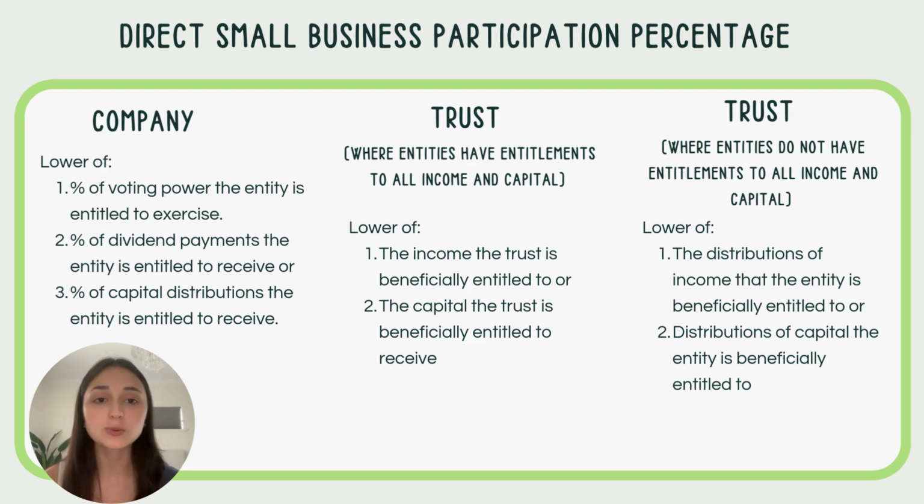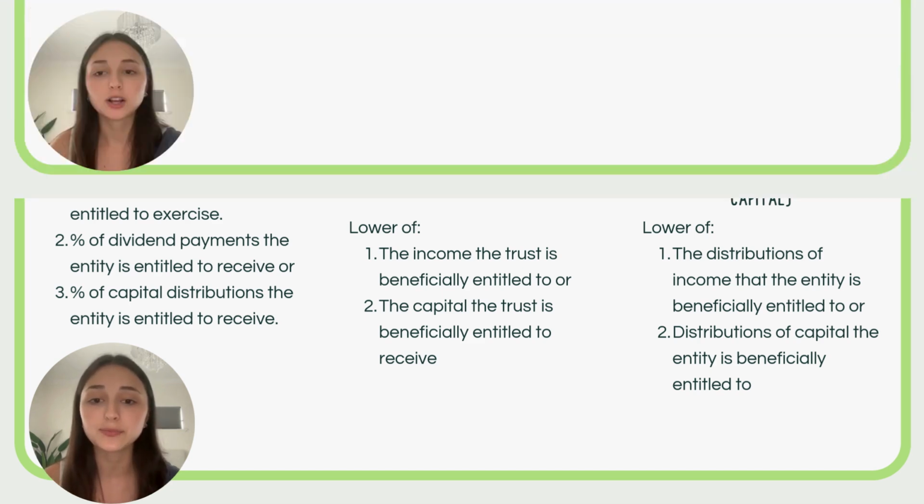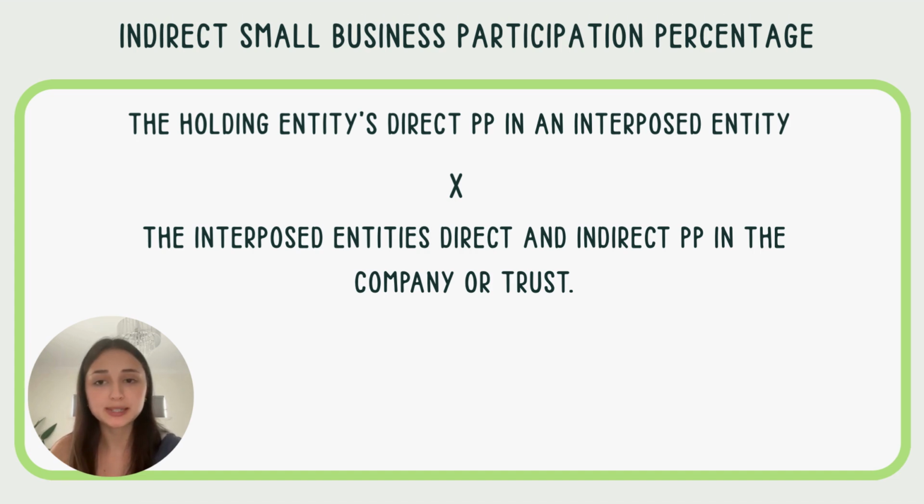With regards to a trust where entities do not have entitlements to all income and capital, the amount will be the lower of the distributions of income that entity is beneficially entitled to, or distributions of capital the entity is beneficially entitled to. Indirect participation percentage is calculated by multiplying the holding entity's direct participation percentage in an interposed entity and the interposed entity's direct and indirect participation percentage in the company or trust.